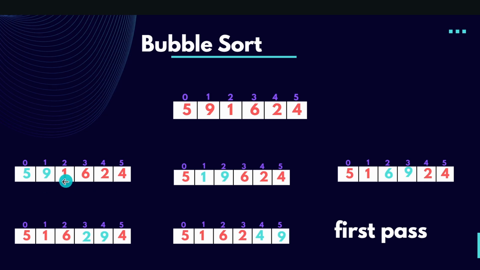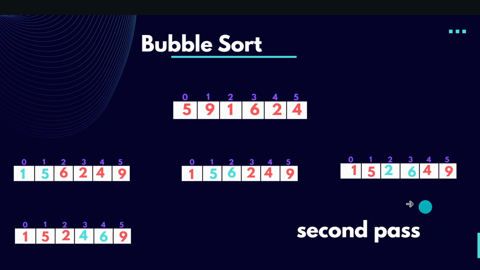After that, 9 and 1 will be compared and swapped, because 1 is smaller and 9 is greater. As you can see here. The next thing is 9 and 6 are compared. As 9 is the largest number, it will come here. After that, it will compare 9 and 2. You can see 9 is the largest, so 9 will come here. Finally, 9 and 4 will be compared, so 9 will come here and 4 will come here. After completing the first pass, the largest element will come to the last of the array. So this is the first pass.